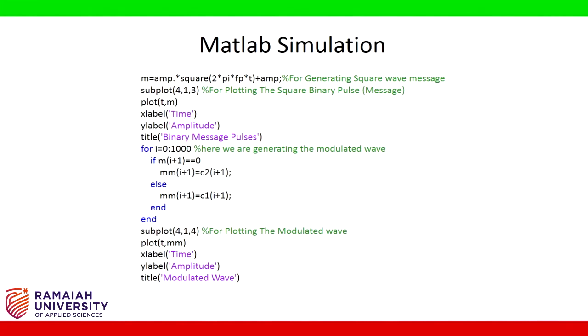The generated signals are checked for binary 1 and binary 0. If the data is 1, then the output is represented by a carrier signal of frequency F1. Else, if 0, the output is represented by a carrier signal of frequency F2. The carrier signal is now plotted using plot command and labeled accordingly.